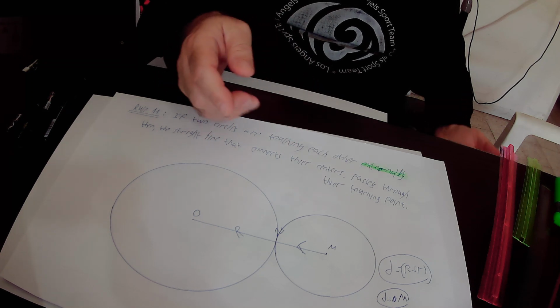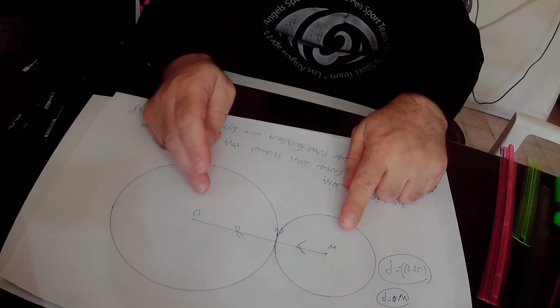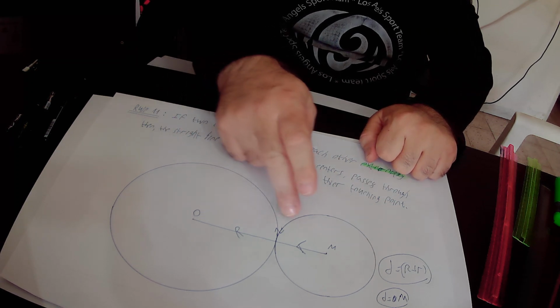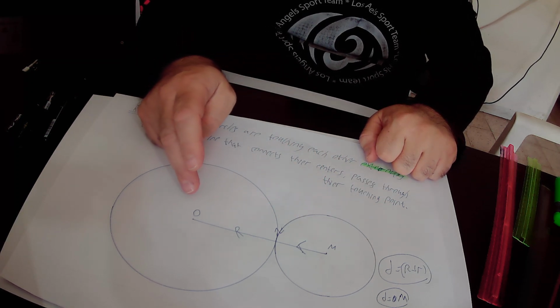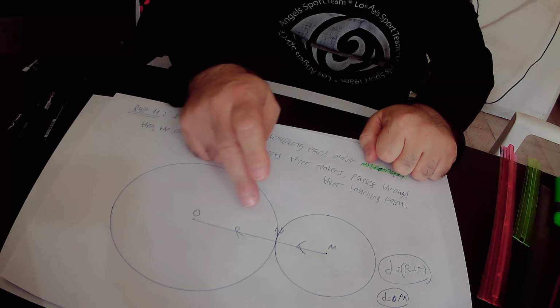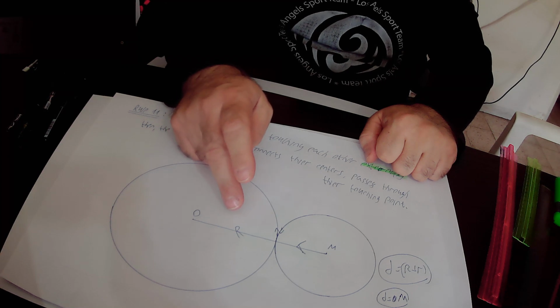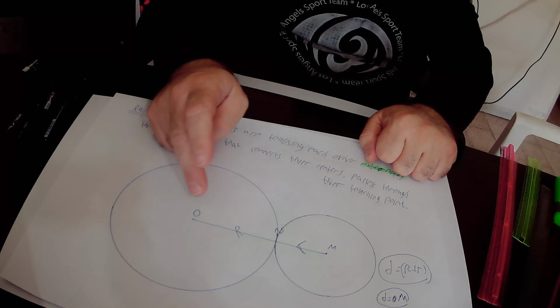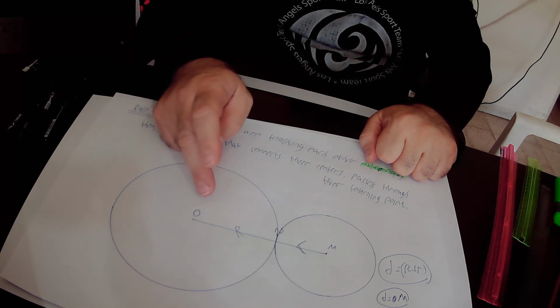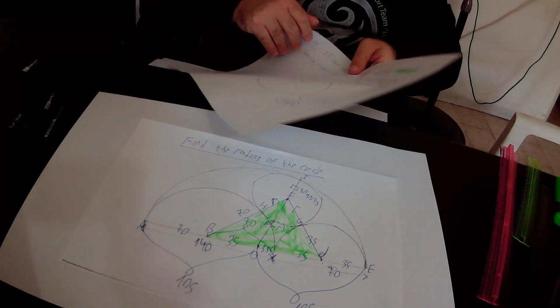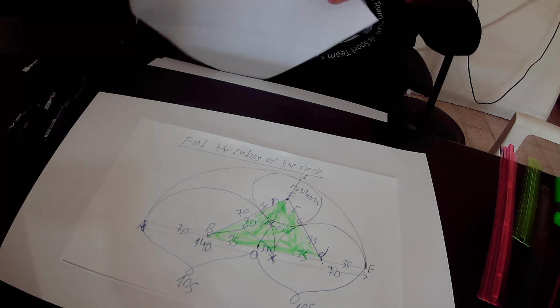And the distance between their centers is OM. It is very easy to see that OM equals capital R plus small r. ON is capital R and NM is small r. So capital R plus small r is the distance between their centers. So we can implement the two new rules in our drawing.